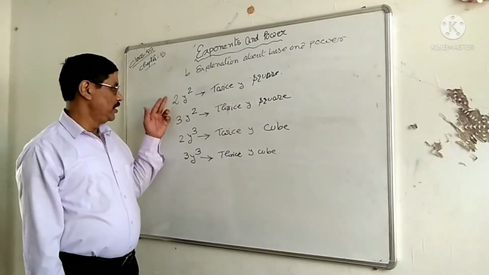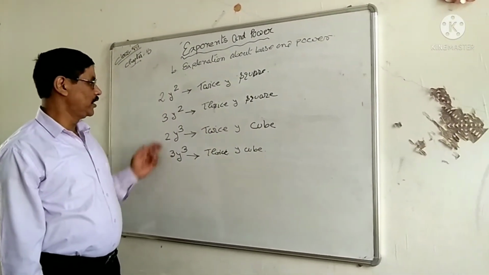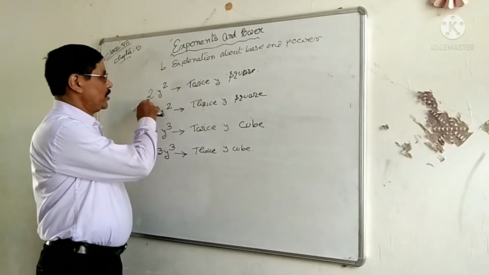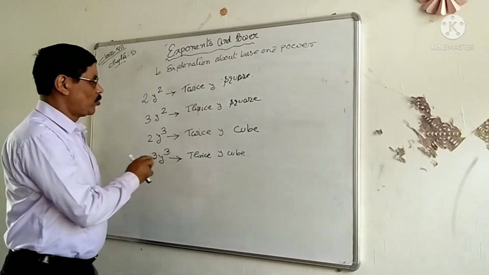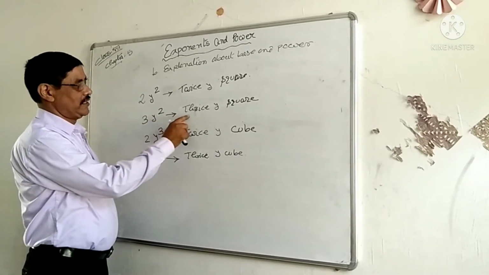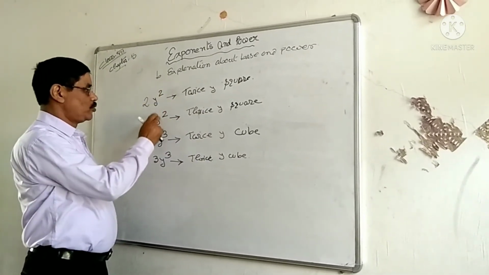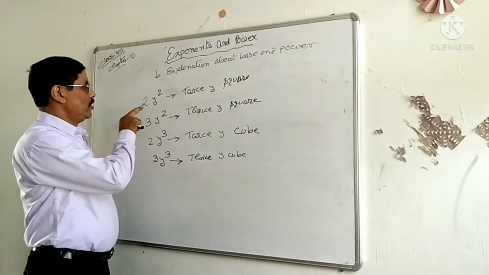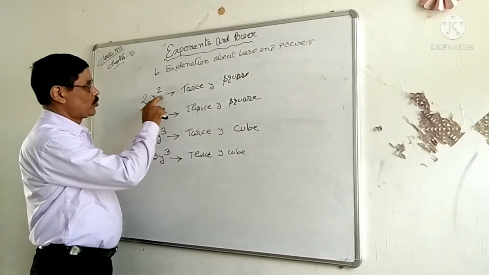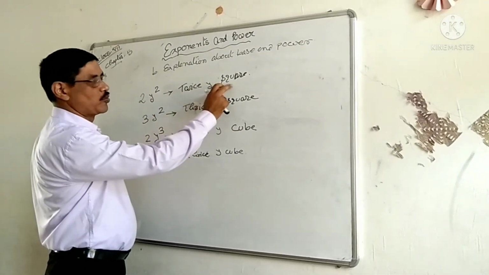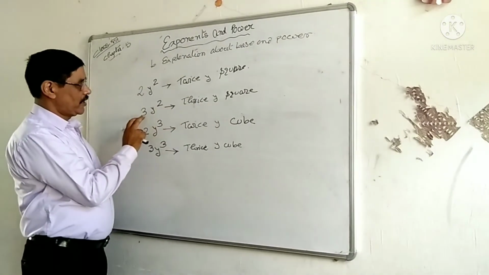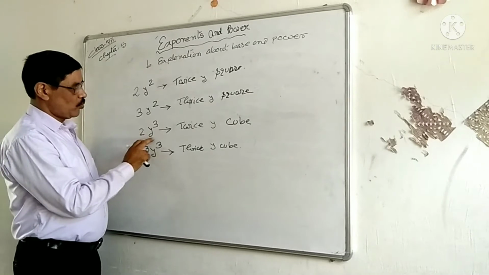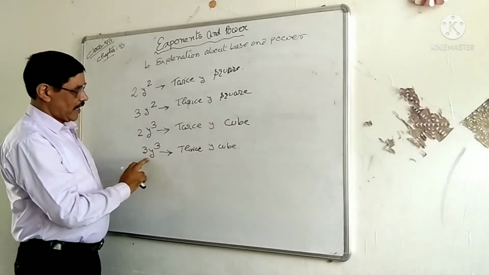So how will you read if coefficient is 2 or 3 and power is 2 or 3? If coefficient is 2, it is read as twice. If coefficient is 3, it is read as thrice. Similarly, if power is 2, it is read as square. If power is 3, it is read as cube. So this will be twice y square. Similarly, this will be thrice y square. It is twice y cube. And it is thrice y cube.